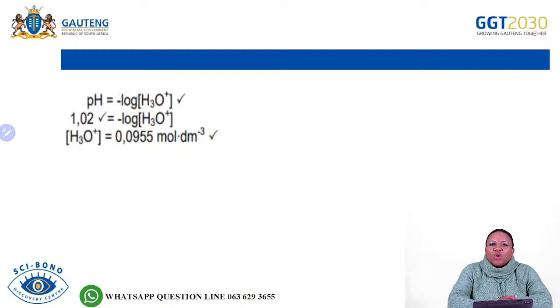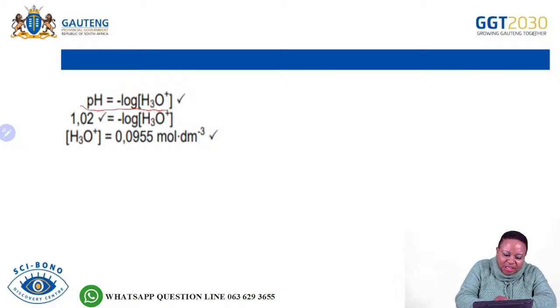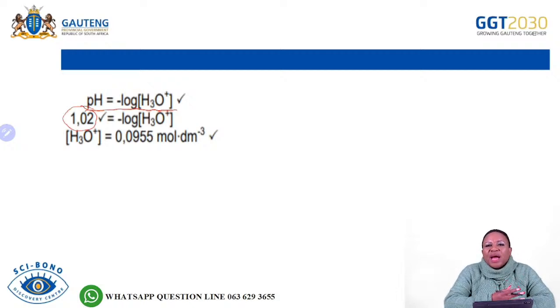Therefore, if you look at the calculation now, we are going to use our formula pH equals minus log the concentration of H3O plus. We are going to substitute our pH, and for substituting the pH, we are going to get a mark, because it means we understand what the pH is and can substitute it in the correct formula. What I can advise you is that when you copy the formula from the data sheet, you copy it correctly. I cannot advise you to start manipulating the formula.